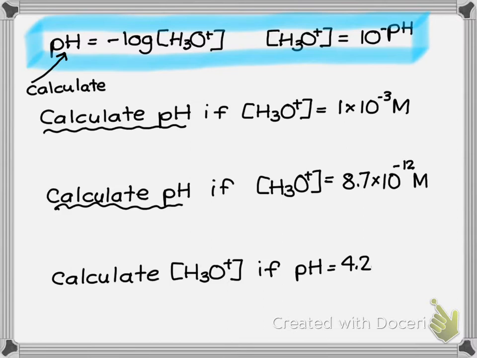Because there it tells you what we do for calculating pH. So in this case, we would say the pH equals the negative log of 1 times 10 to the negative 3. Now you can pause this and put it in your calculator. And you should get the number 3. Now this is pretty cool.